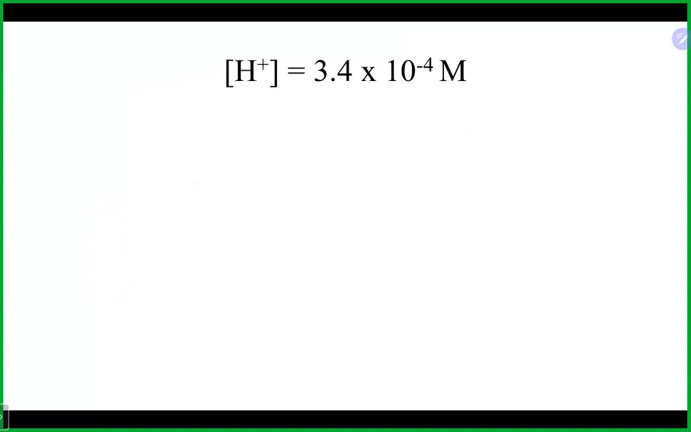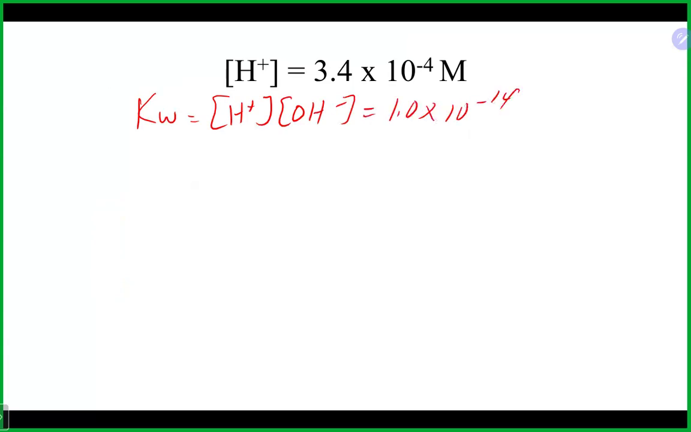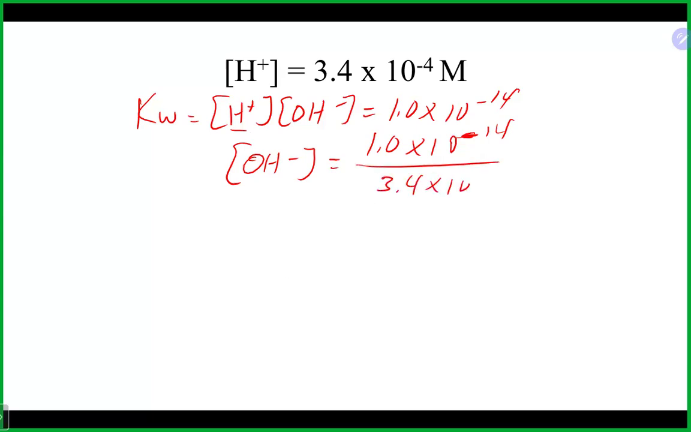So we are given the H plus concentration. Once again, we can use that Kw. That is our H plus times our OH minus equals 1 times 10 to the minus 14. It is the same calculation regardless of which one you're given. So we're going to do OH minus is 1 times 10 to the minus 14, and we're going to divide it by our H plus concentration, which is 3.4 times 10 to the minus 4. Remember, I want you to punch this in correctly in your calculator.